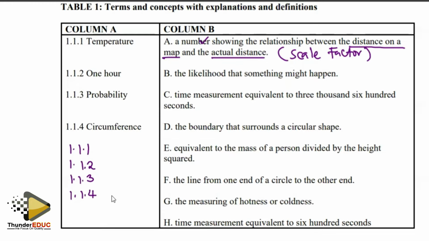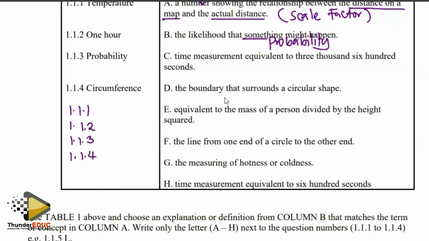The likelihood that something might happen. This one we call probability. Okay. C, time measurement equivalent to 3,600 seconds. When you want to change it, you change it to minutes first, you get 60 minutes. When you change this completely, it becomes 1 hour.